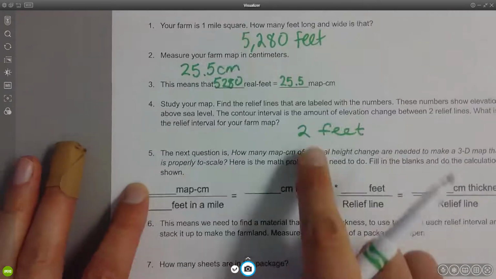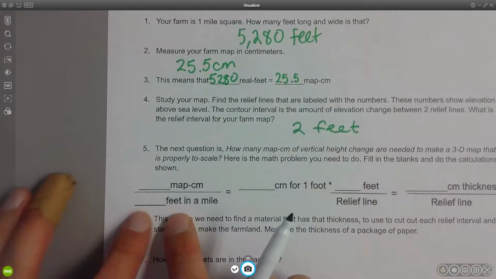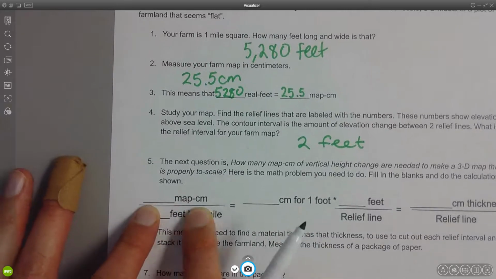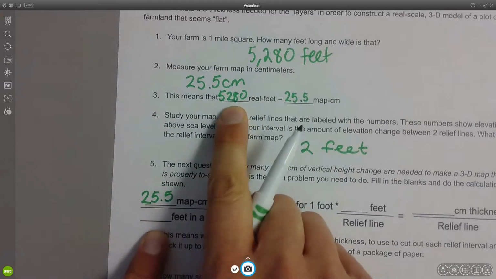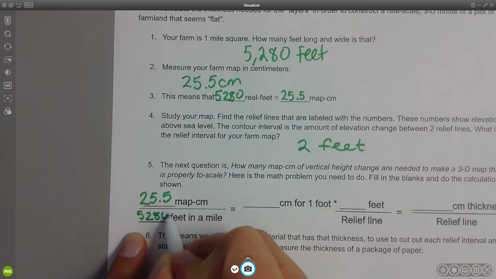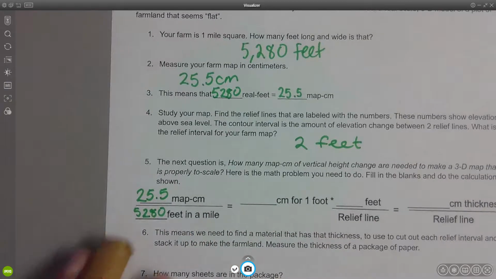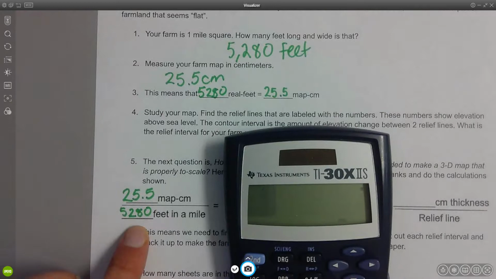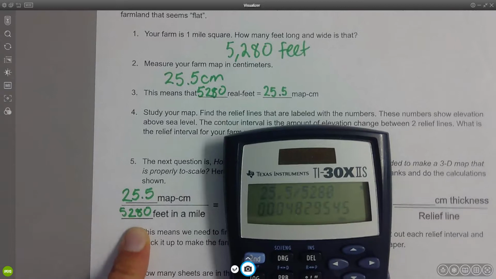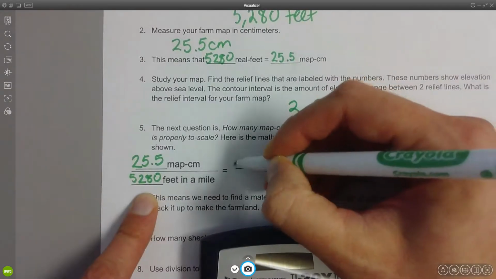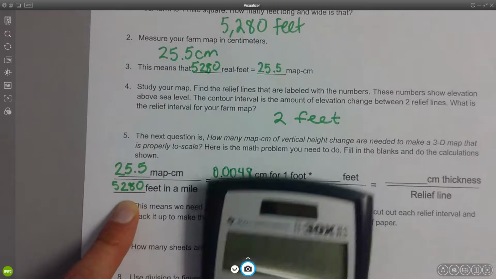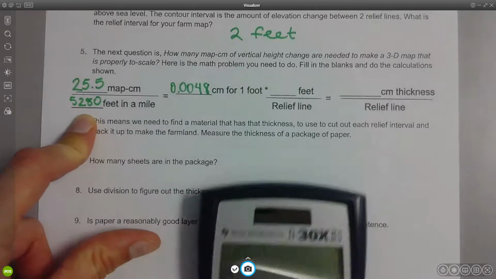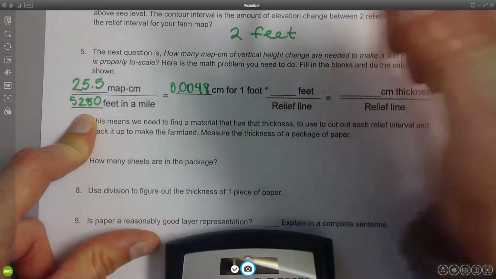Okay? So we're now going to take all these numbers that we just figured out and put them into the equation. So we have map centimeters right here, and the feet in a mile is just this. And then you're going to do that division problem there: 25.5 divided by 5,280. You should come up with a very small number here. Just put the number there, 0.0048. I'll go with that, but I'm not going to clear my calculator because I'll just leave it there. Okay, and then this number right here comes to here.